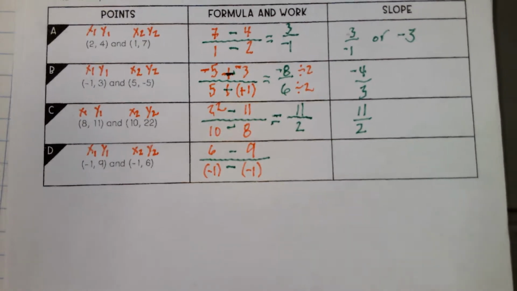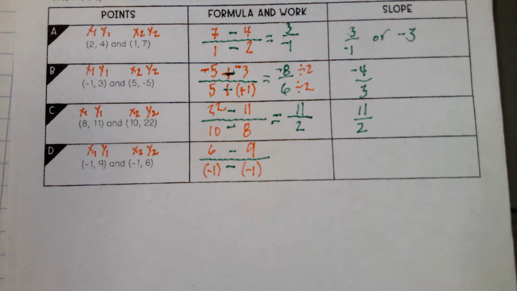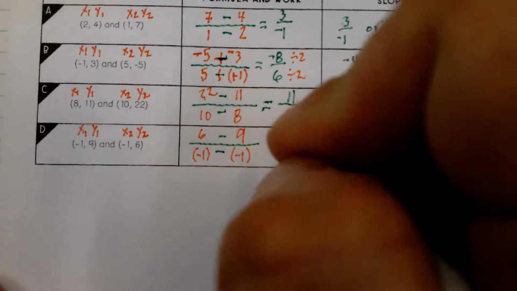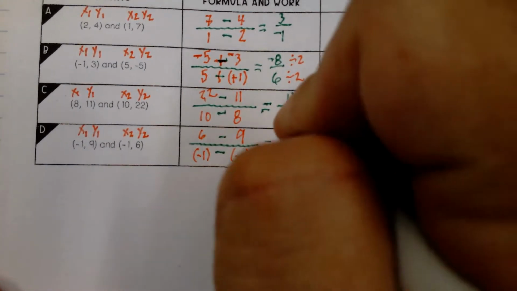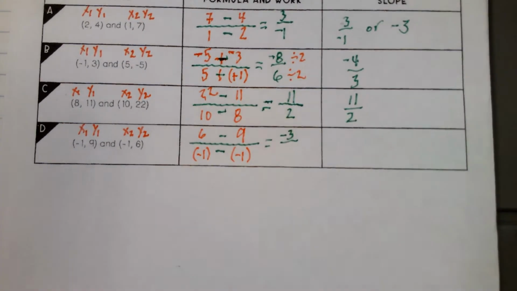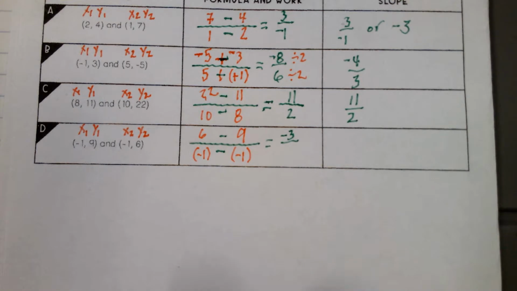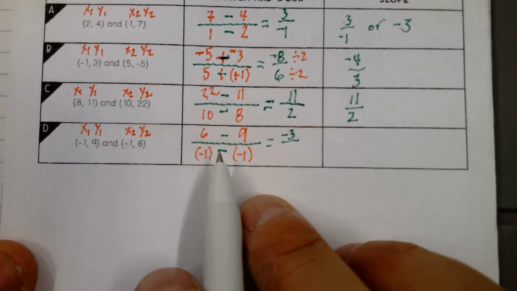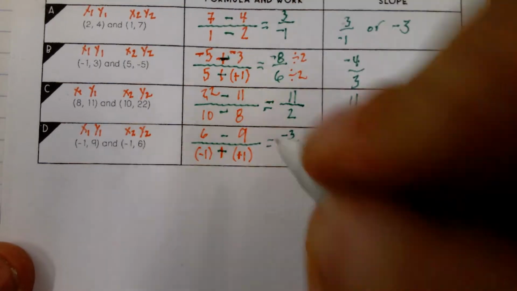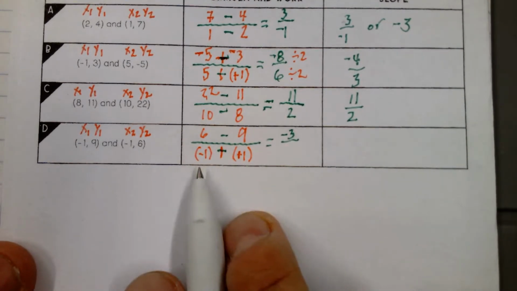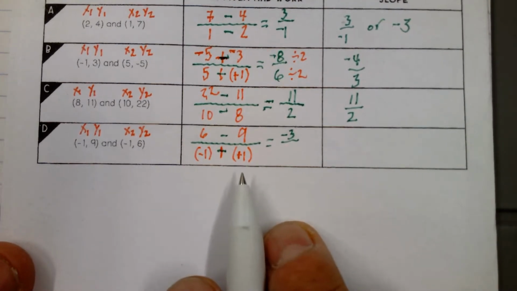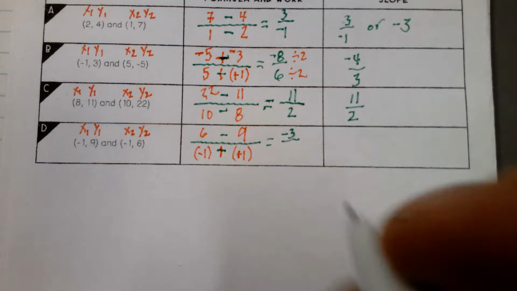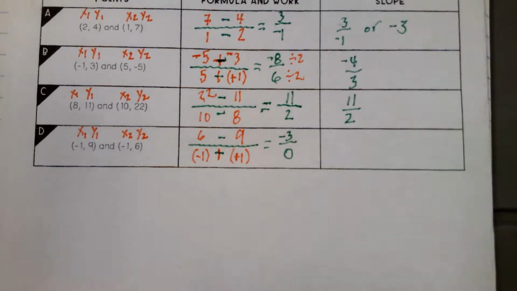So 6 minus 9, negative 3. And then it's not so obvious until I do keep change flip. So I'm going to keep, change this to plus, flip this to positive 1. What's negative 1 plus positive 1? 0. Now, the big question comes up.